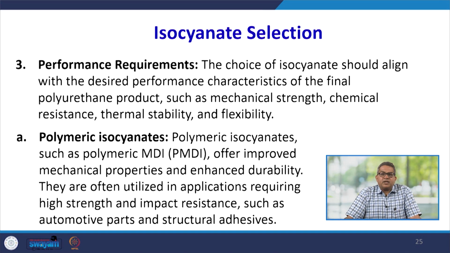Another criterion for isocyanate selection is performance requirement. The choice of isocyanate should align with the desired performance characteristics of the final polyurethane product, like mechanical strength, chemical resistance, thermal stability, and flexibility. Polymeric isocyanates such as MDI, PMDI, offer improved mechanical properties and enhanced durability, and they are often utilized in applications requiring high strength and impact resistance, like automotive parts and structural adhesives. They are the best candidates for these applications.